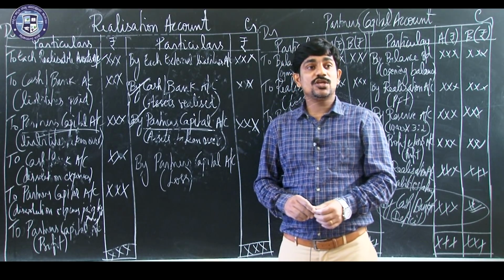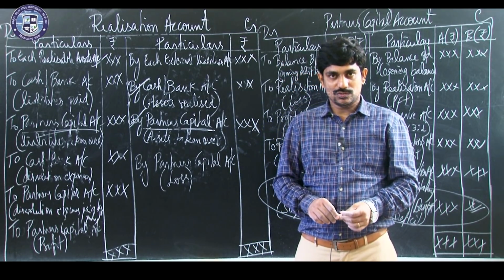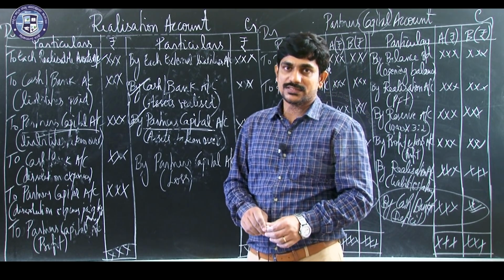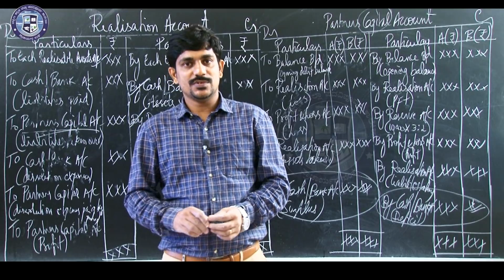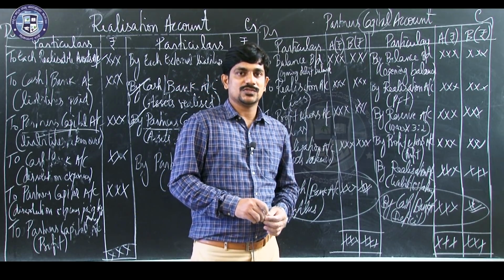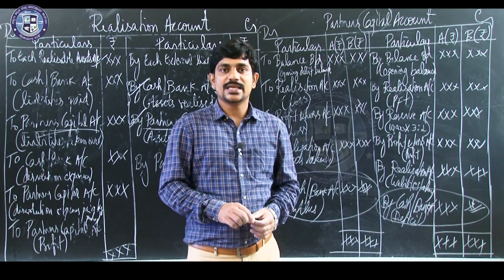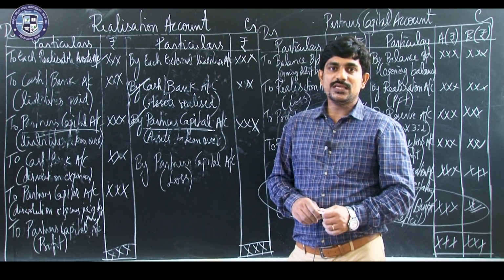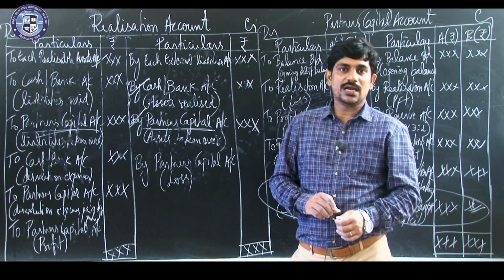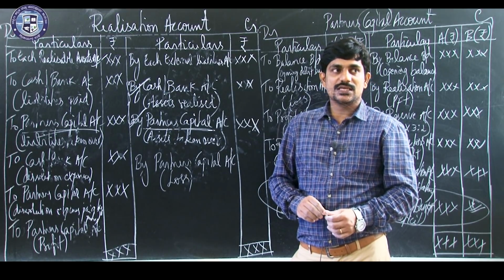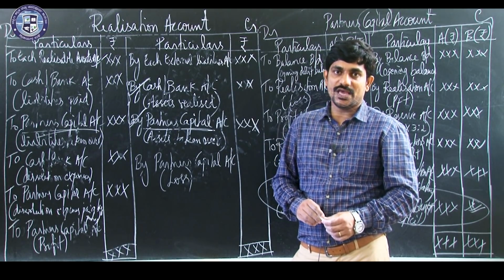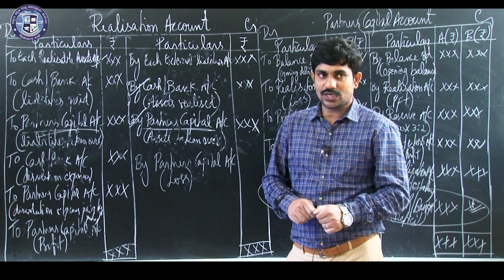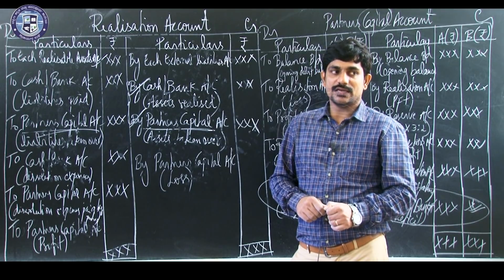Then one more adjustment you have to do in the cash or bank account, that is partners loan. You need to settle the partners loan. Partners loan is always there on the liability side, so you have to record it under the credit side of cash or bank account. You have to settle the partners loan by giving money to the partner, under credit side by partners loan account. If it is A's loan, by A's loan account. If it is B's loan, by B's loan account.